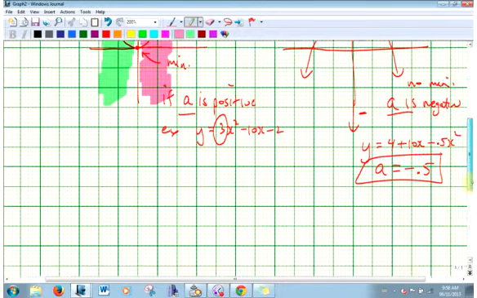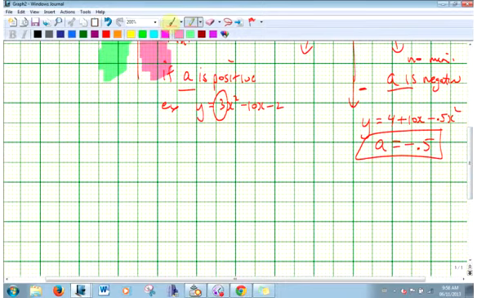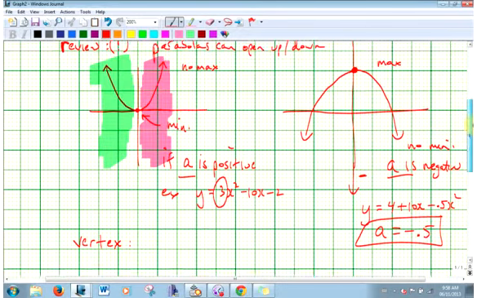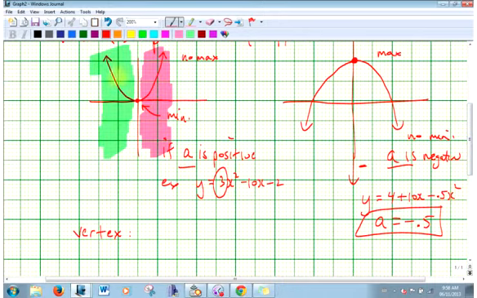Okay. So something new. Vertex of a parabola. Okay, there's lots of different definitions. I'll say this one, but I won't write it down. It's where it stops going in one direction and starts going in the other direction.